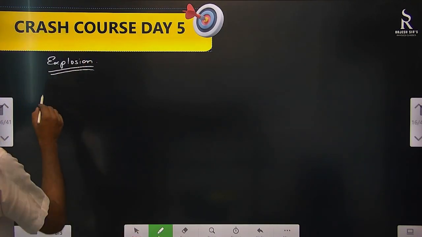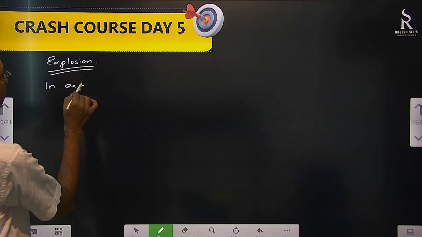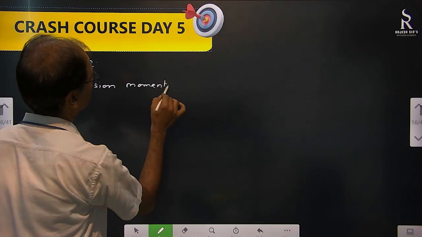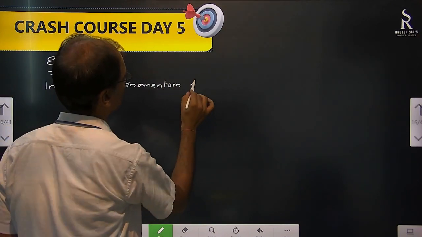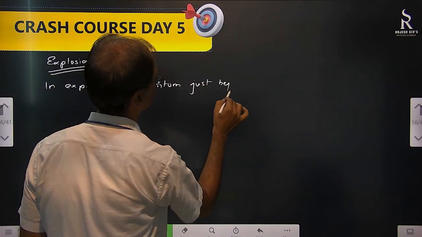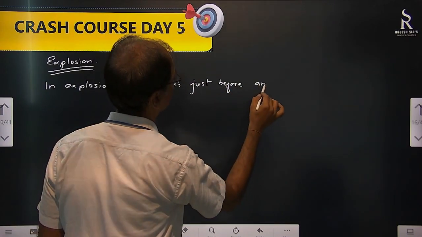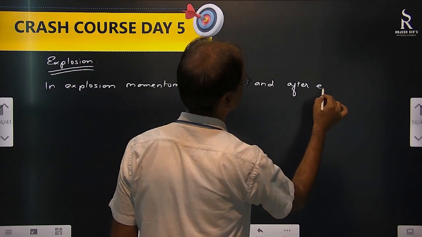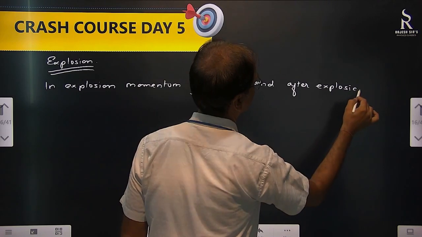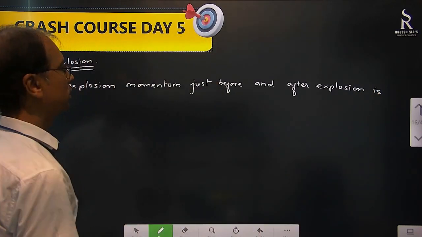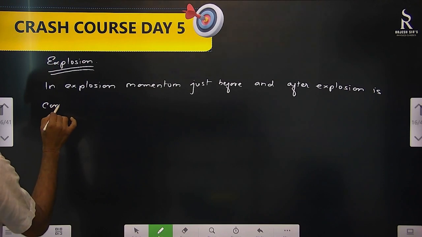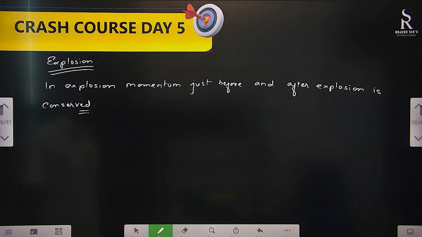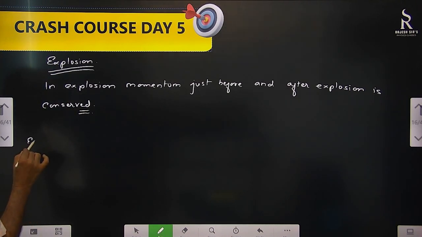So in an explosion also, momentum just before and just after the explosion is conserved. Okay, now let's take an example. Let's solve one question on this.